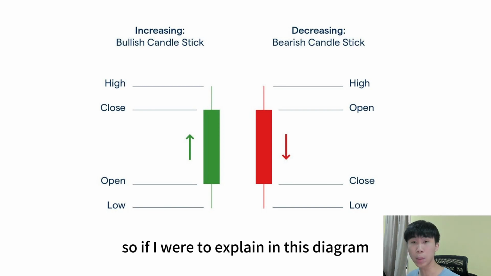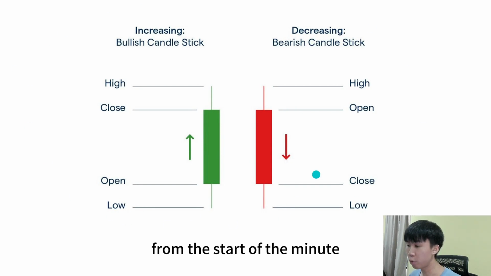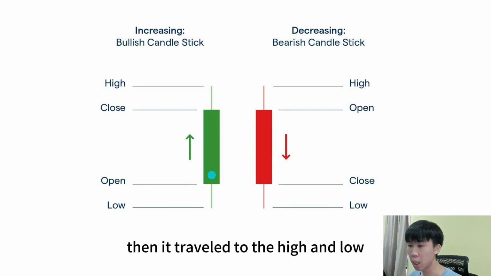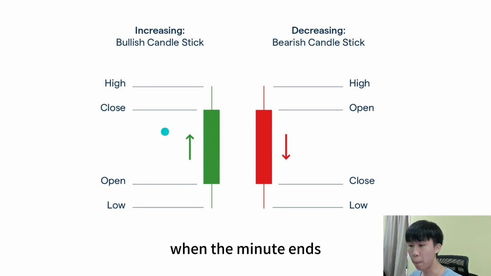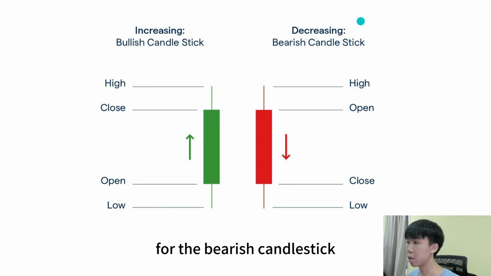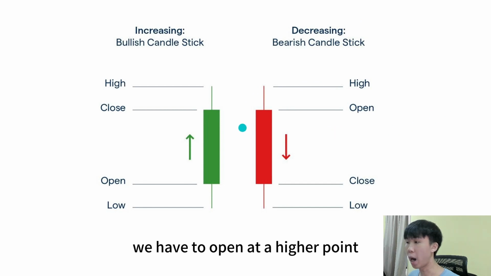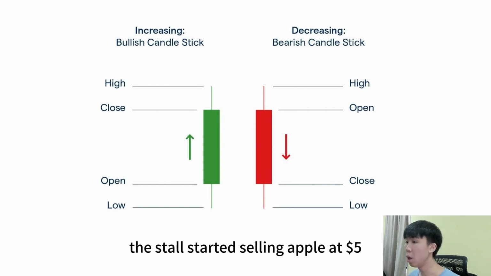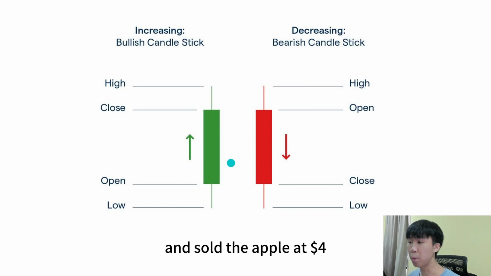So if I were to explain from this diagram, from the start of the minute, price opened at this point of the candlestick, then it traveled to the high and low during that minute. When the minute ends, the price got closed at this point of the candlestick. For the bearish candlestick, we have the open at a higher point than the close at a lower point. Just for example, the store started selling Apple at $5 and sold the Apple at $4.